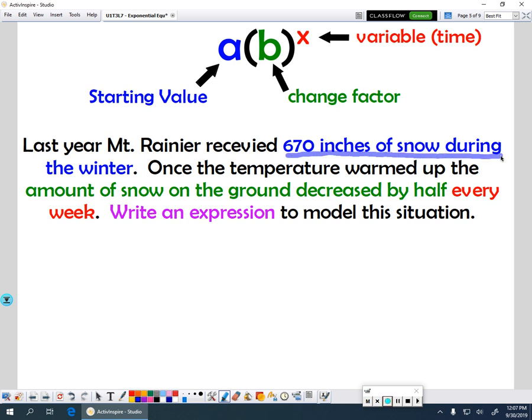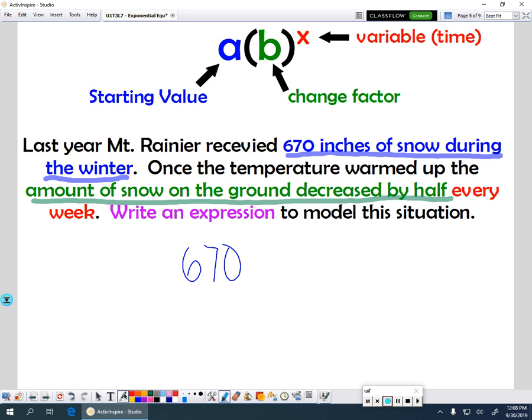So again, our starting amount, that's what we want to look for. It started with 670 inches of snow during the winter. So that is our starting value, 670 inches of snow. It decreased by half. Okay, so that's our change factor. The amount of snow decreased by half.